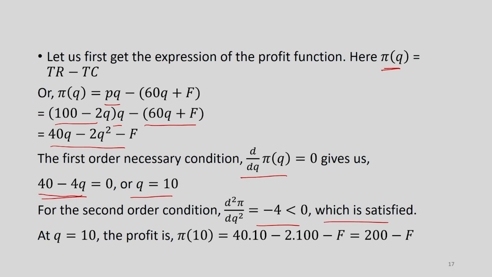Now what is the amount of profit? The profit is given by pi, which is a function of 10 now. So I have put q is equal to 10 here. That actually simplifies to be 200 minus f. This is the maximized profit.